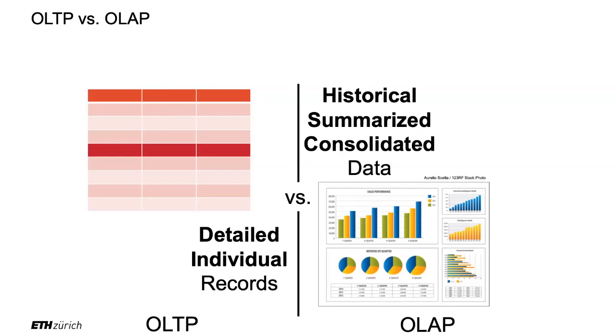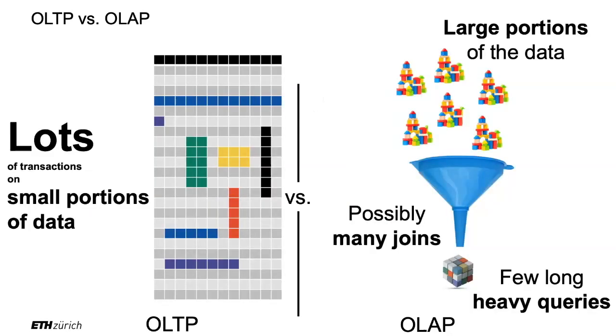So in OLTP, you are interested in detailed individual records, like all the fine-grain details of what the company is doing. On the right, you want these fancy looking reports that you give again to the CFO, the CEO, and so on, so that they see the evolution of sales, maybe for the investors and so on, right? So the summarized consolidated data, also with historical information.